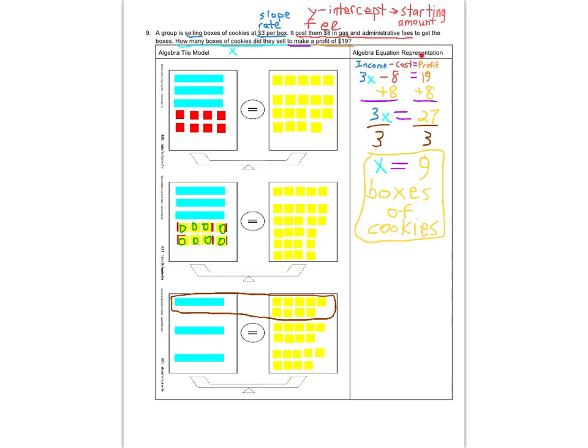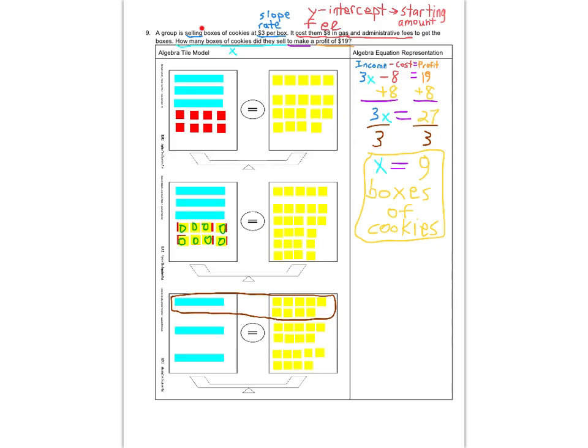Again, intuitively, a lot of us can figure out that we sold 9 boxes. What we're trying to get to, though, is being able to represent this and solve algebraically so that we can do more complicated problems and communicate that idea with others.